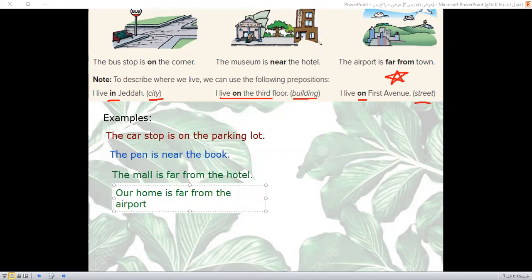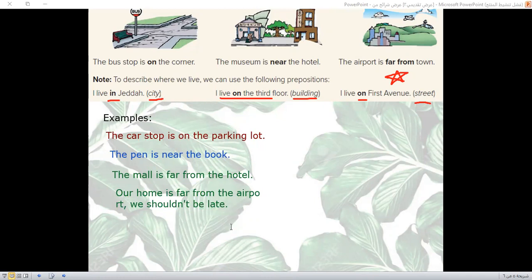We can complete the sentence by saying we must not, or we shouldn't be late, let's say. We shouldn't be late. Very good. Thank you, Farah. I think now it's very clear.